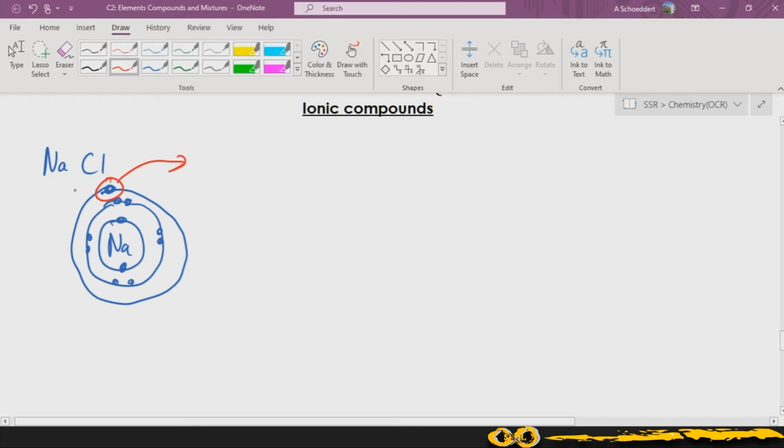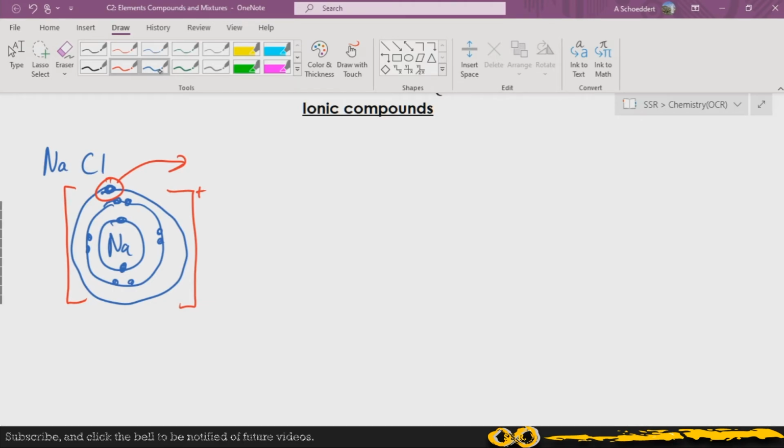If possible, it will lose that electron and then become charged positively by 1 and have sort of an empty invisible outer shell and drop back down to look like the nearest noble gas with the full shell of 8.